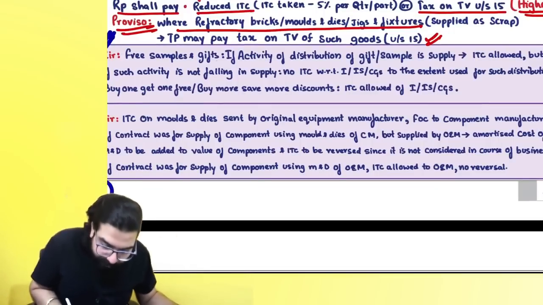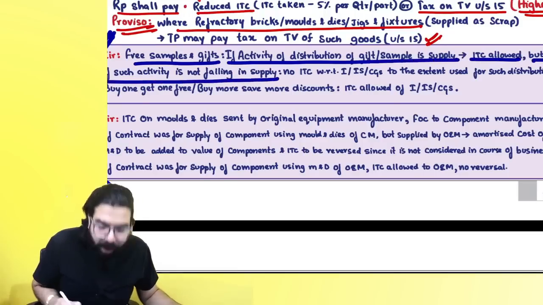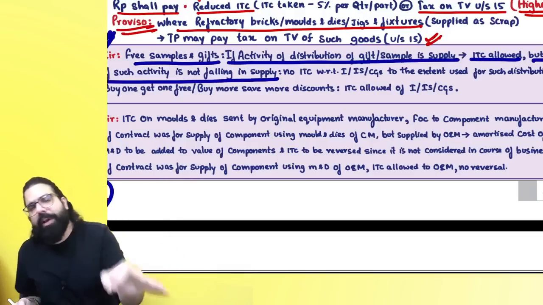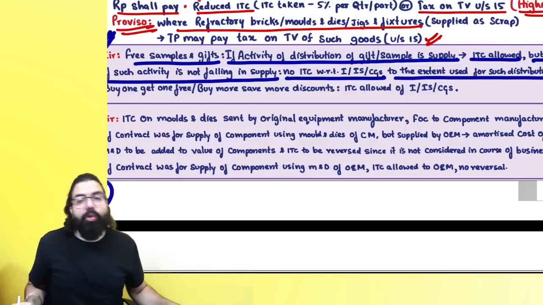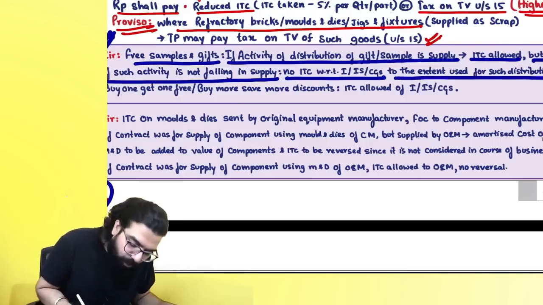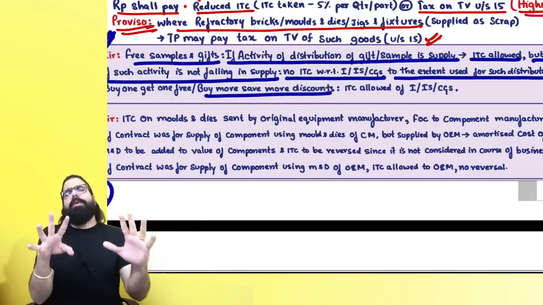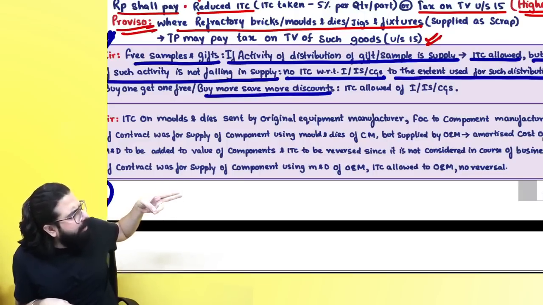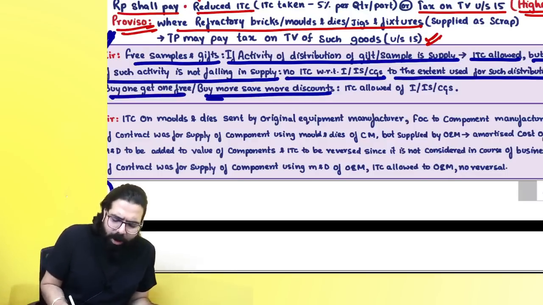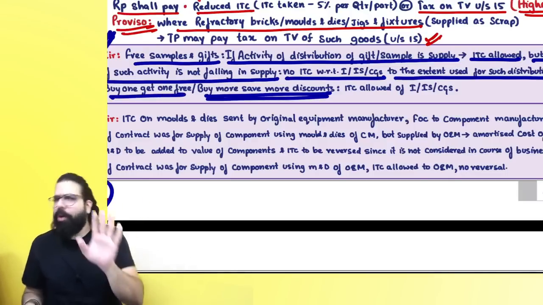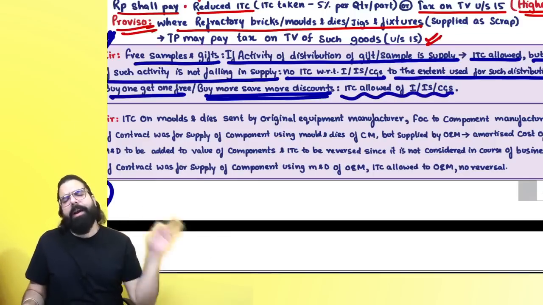It says free gift and sample: if the activity of distribution is a supply, ITC is allowed, but if the activity does not fall in supply under 7(1)(c), then no ITC with respect to input services and capital goods to the extent of such distribution. The next one is buy one get one, or buy more save more discounts. Always remember buy one get one is nothing other than two supplies at the price of one, and the government clarified that for buy one get one or buy more get more discount, all these schemes, ITC on input services and capital goods will be allowed.